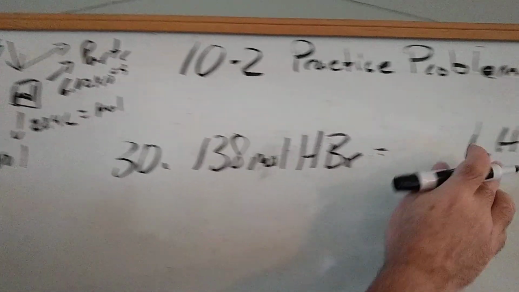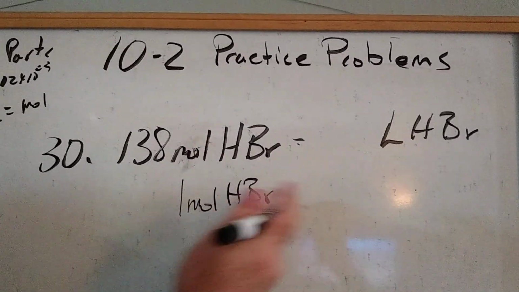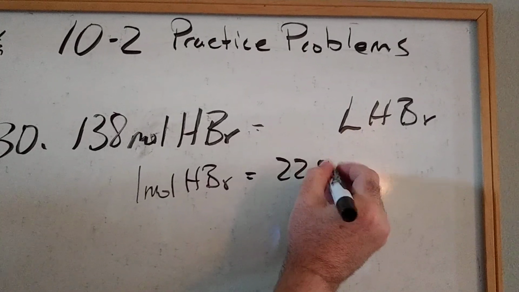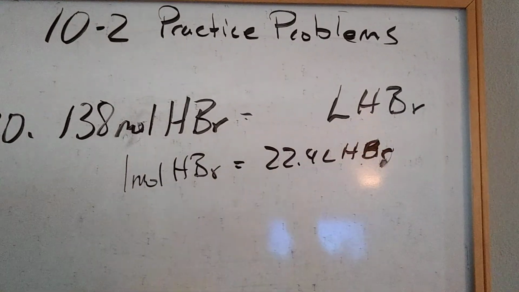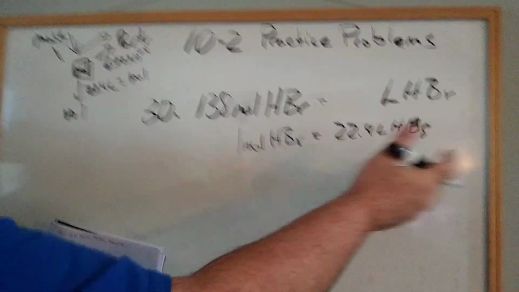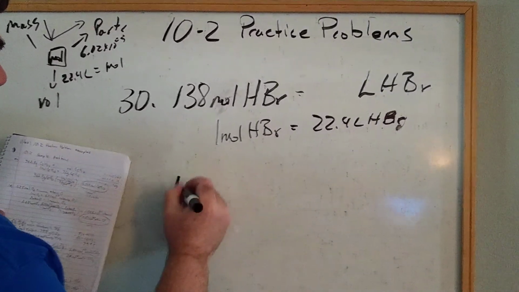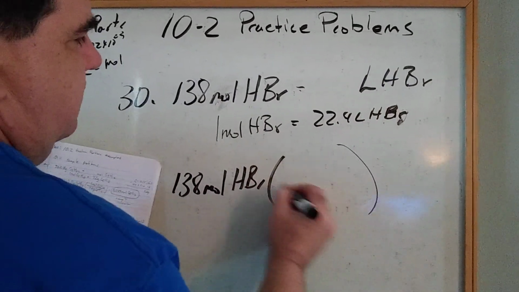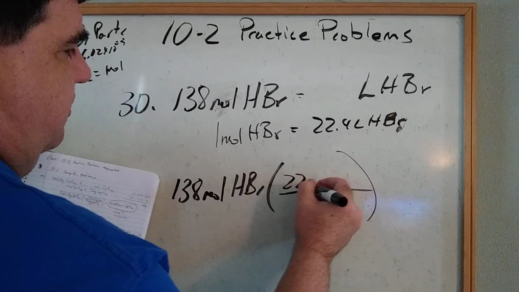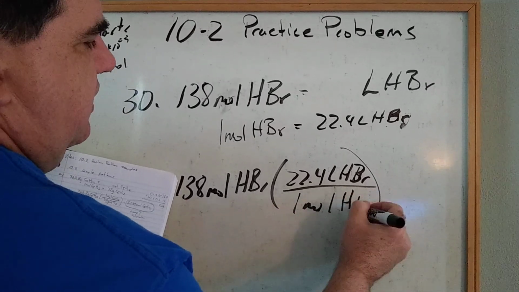So when I look at this, I go, well, I got to go moles to liters. Well, I know that 1 mole of whatever I'm dealing with, HBr, hydrogen bromide in this case, is equal to 22.4 liters of hydrogen bromide. So again, this is just one equality. We're going to go from moles to liters. If we needed to go to grams or anything else, we could do that too. But we only need to answer what it wants us to answer. So 138 moles hydrogen bromide is going to be 22.4 liters of HBr over 1 mole HBr.